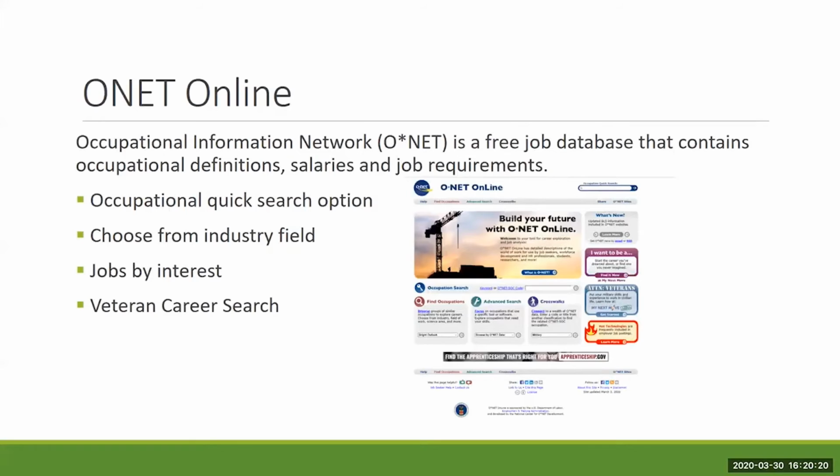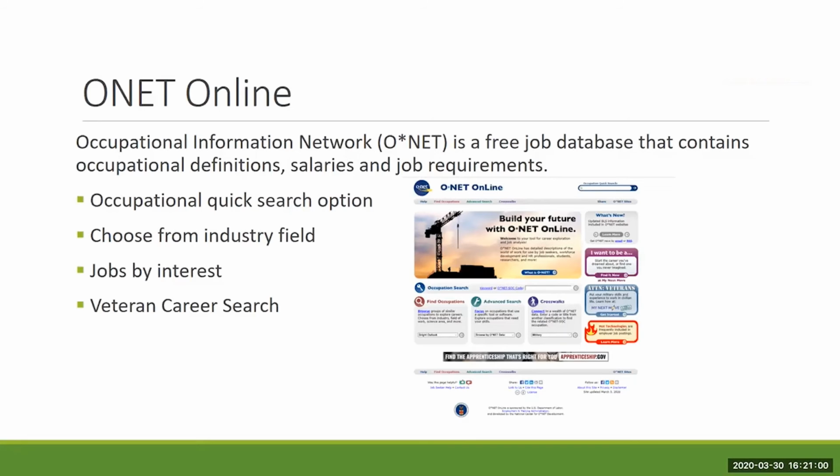Another one of the tools that we like to use for students is O*NET Online, and O*NET stands for Occupational Information Network. It is a free job database that contains occupational definitions, salaries, and job requirements that are available for anyone to research online. There are a few things I want to note on this slide before we move on. This picture is O*NET's main website page. There are a lot of different things to click on and read on this site, and it can be very overwhelming for students. So there are a few key things I want to note.